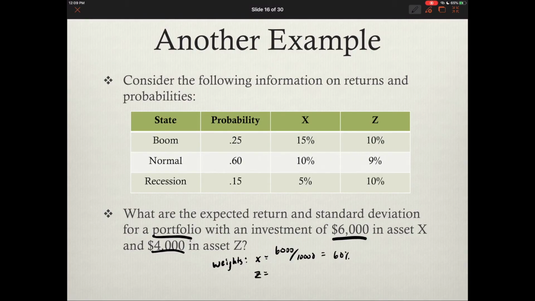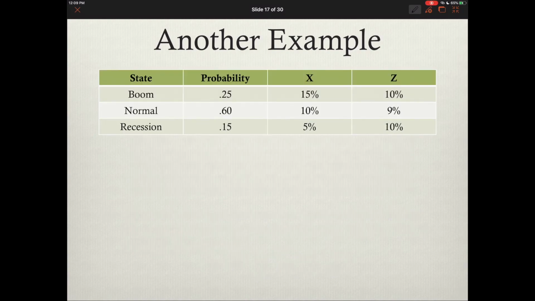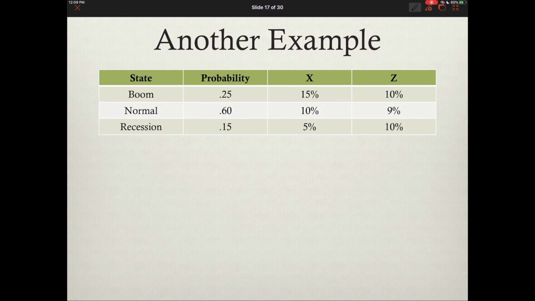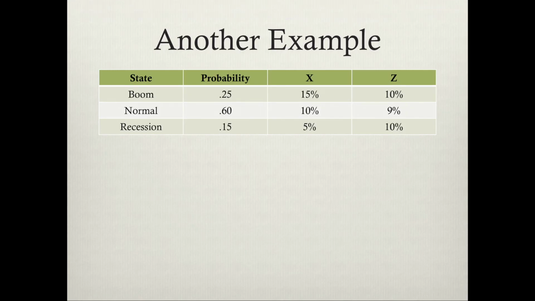And so Z then would be the 4,000 divided by 10,000, or 40% of our portfolio is in asset Z. Now what we are going to do is work through our different steps in calculating expected return, variance, and standard deviation. And once again, I've put this on another slide since we will have a little more work here. So step 1 is to calculate the portfolio return for each state.